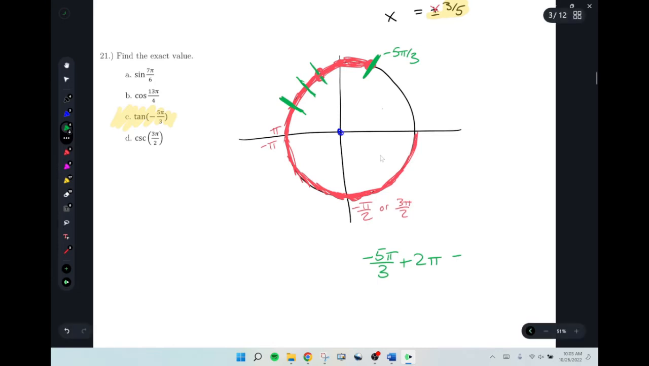Hang on, I'm gonna do it slowly. Equals negative 5 pi over 3 plus 6 pi over 3 equals pi over 3. And that one you have memorized on your unit circle, which is the point that we should have landed at in the first place, going the regular way. That might be an easier way to do it.